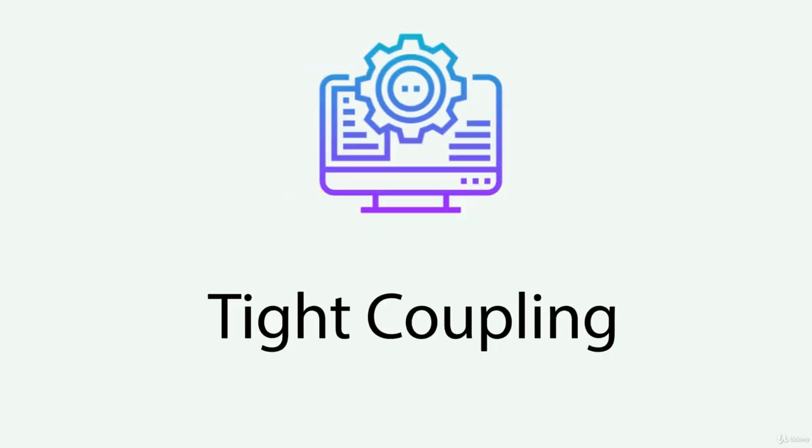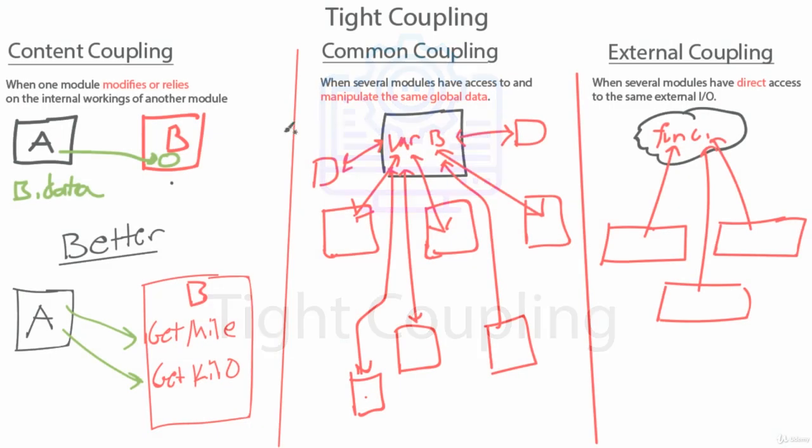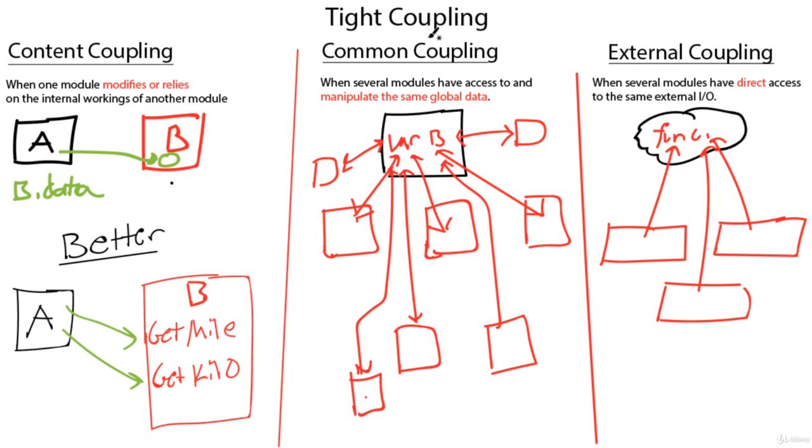Let's talk about our first classification of coupling, and that is going to be the worst case scenario of coupling, and that is the idea of tight coupling. With tight coupling, we have a bunch of modules that are tightly knit together. What this means is that if we make a change in one module, we're going to have to make a change in a whole bunch of other modules to make it so the program doesn't break.